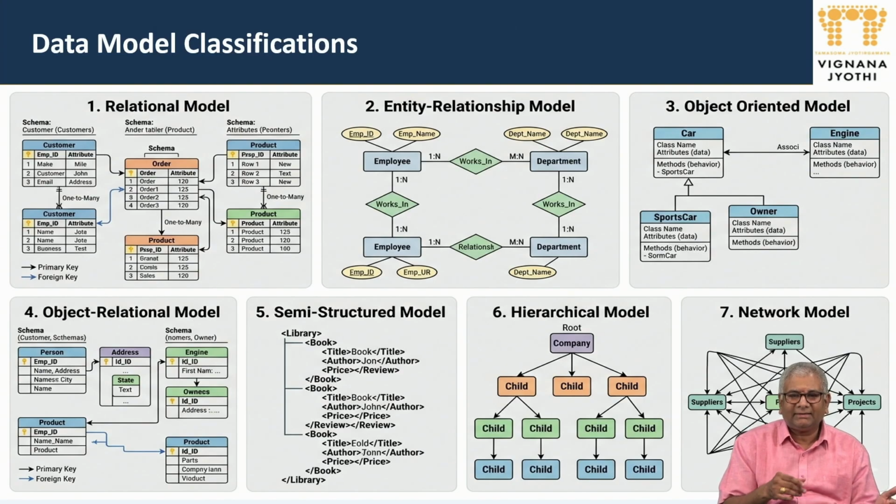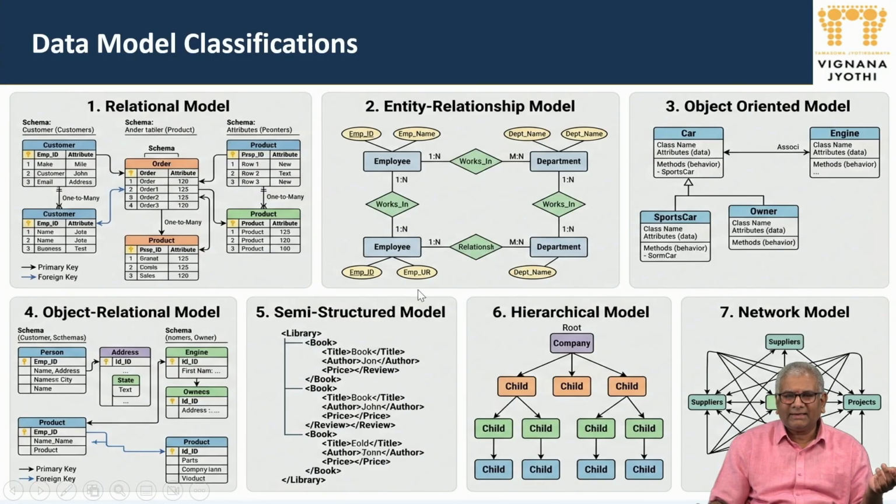In the semi-structured model, you can see that this is like an XML or JSON way of storing things, tags and values and all that stuff, right? In hierarchical, you can see that there is a parent and child, and every child has only one parent. Whereas in the network model you have several nodes connecting to each other in different possible network paths and stuff like that.